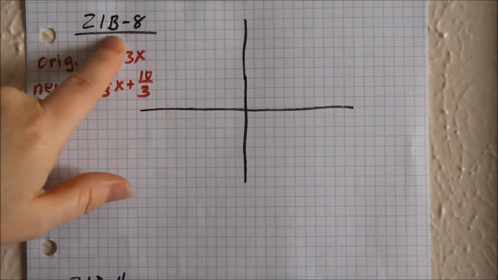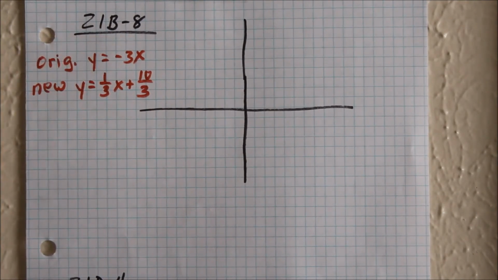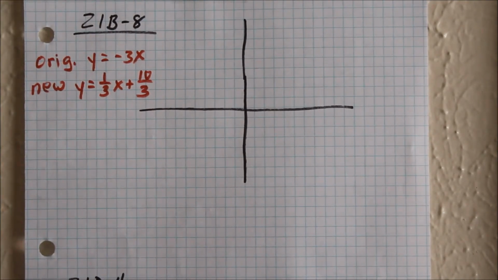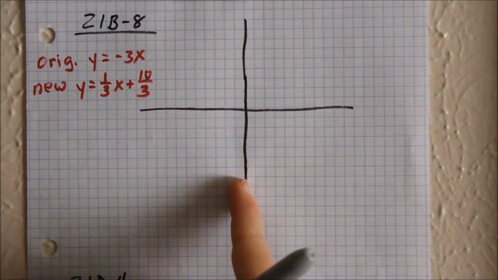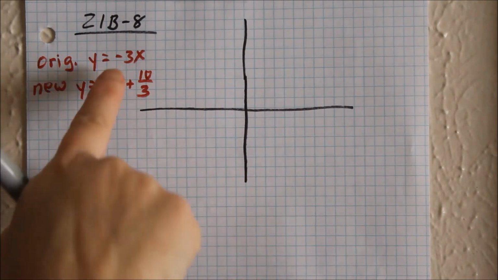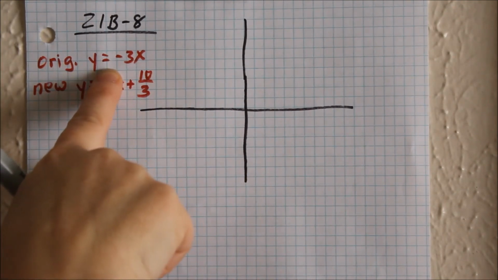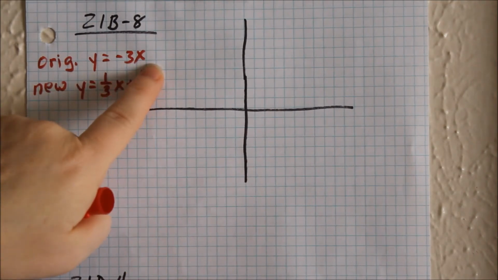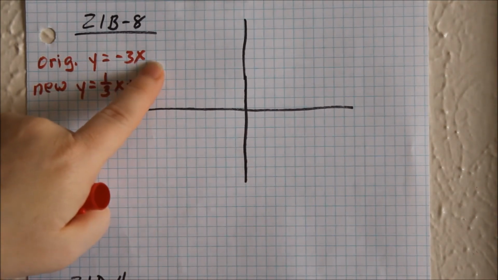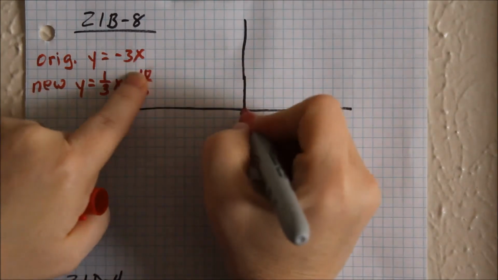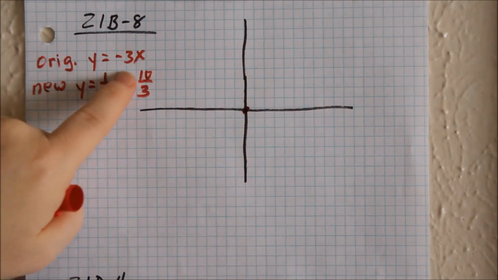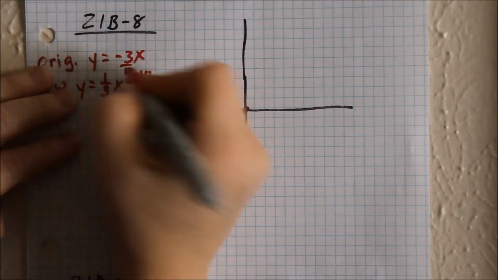Okay, we're at 21b8. The problem asked us to graph both lines, meaning we need to graph the original line and then the new perpendicular line. So when you graph these lines, they should be perpendicular to each other. Remember, perpendicular lines form a square corner. Like my x and y axis, they are perpendicular. So our original equation is y equals -3x, meaning I'm crossing the y-axis at the origin because there's nothing out here, so I can put a point at the origin. Then my slope is -3. I can put that over 1.